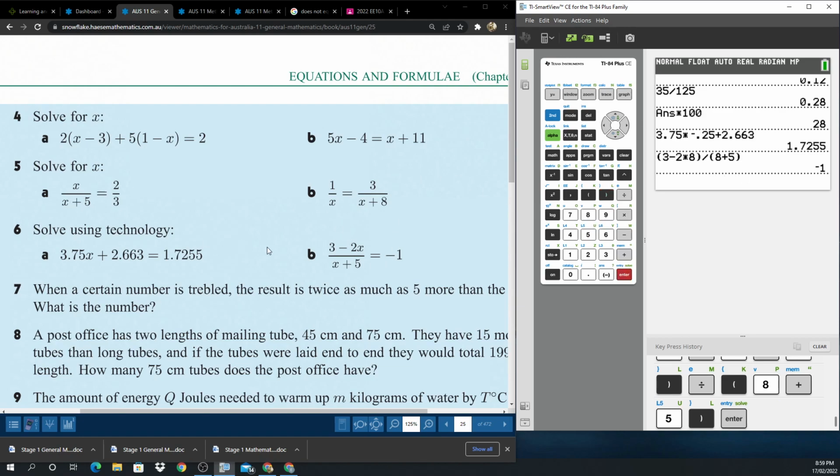We've done it. That is how you go about solving with technology for these sorts of equations. All right, I'm going to stop the video here. Have a nice day.